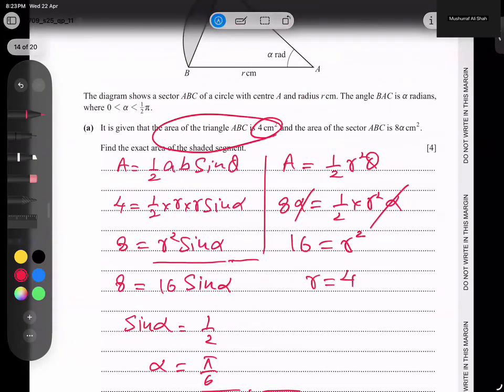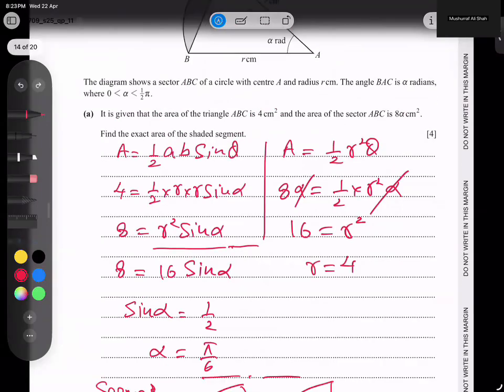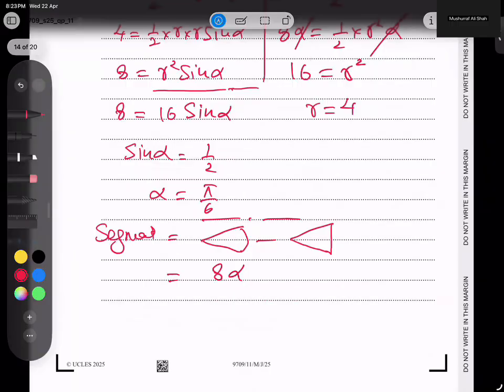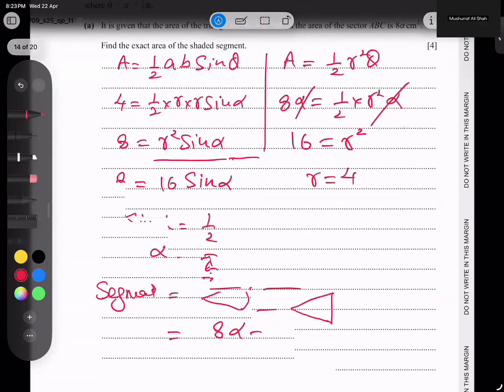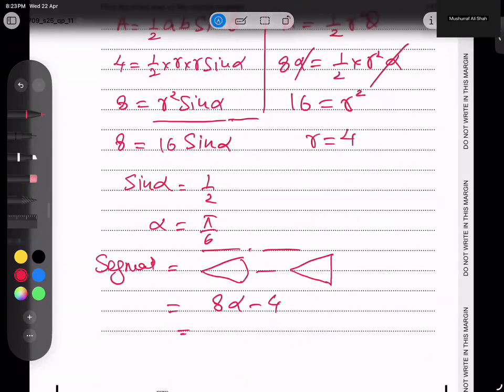Sector area we have already, triangle area we have already, 4. I will not waste your time. Sector area is 8 alpha, minus 4. And alpha we just got, it is pi by 6. I will plug it in and we can get our answer in quick time. Pi by 6 minus 4.